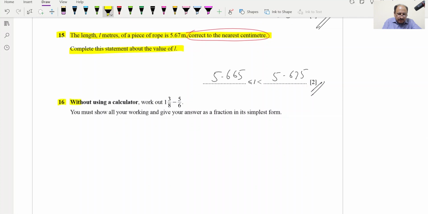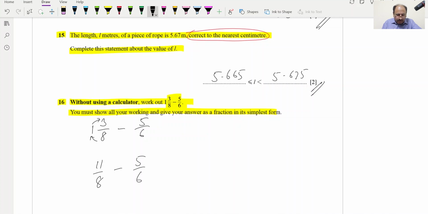Question number 16: without using a calculator, we have to solve these fractions, and you must show all your working. They want the answer in simplest form. So 1 whole 3 by 8 minus 5 by 6. This is our question. So 8 multiplied by 1, plus 3: 8 ones are 8, plus 3 will be 11 by 8.